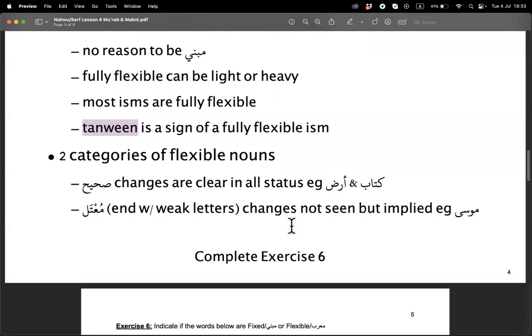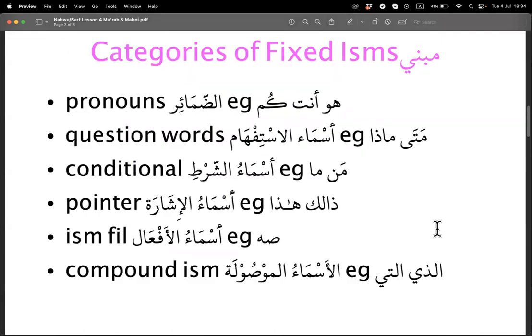But there are isms, for example, the word Musa. Do you see Musu in the Quran? No. Do you see Musi in the Quran? No. So because of the weak letter at the end, there's an alif there. Weak letter just means waw, alif, or ya. Because of the weak letter, this word will not change also. But it does not fall into this category.